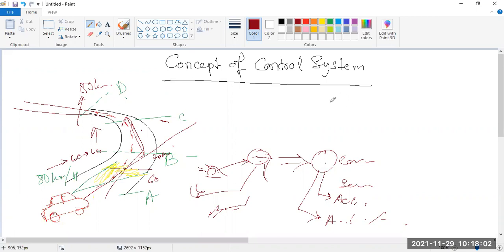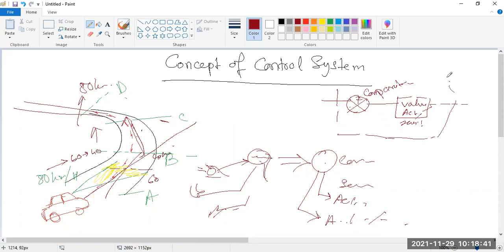So we can represent this in this way. This is a summing point. Here is a valve or actuator or a switch, whatever it may be. And this is called a controller or a compensator, sorry, a comparator. The comparator is the summing point, and the total system with the valve is called a controller.